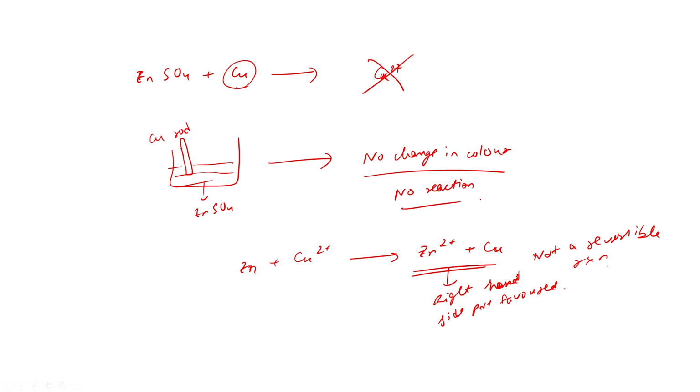Now, why is it so? If we insert a zinc rod into the copper sulphate solution, it gets oxidized into zinc 2 plus, whereas in the opposite case, copper is not oxidizing into copper 2 plus. Now, let us see another example, and then I will discuss why it is happening so.